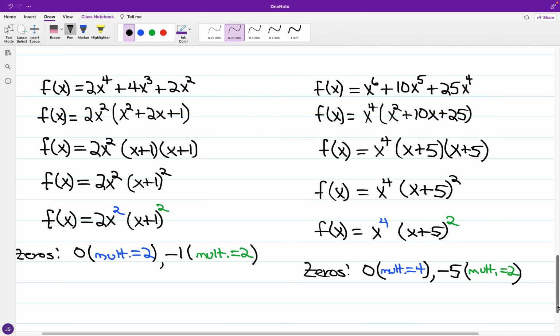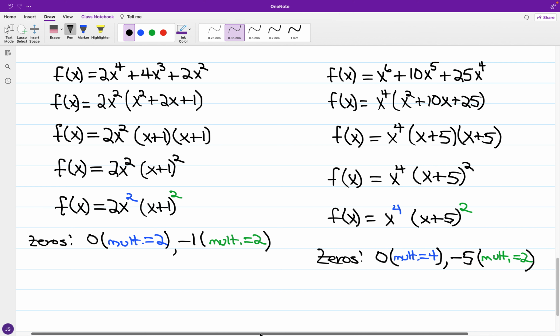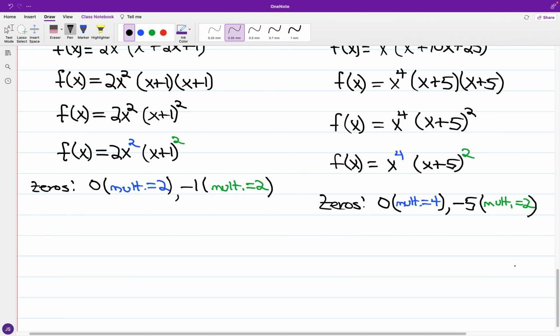All right. Now, for the significance that multiplicities can play in graphing, there are two distinct modes of behavior that f of x will adopt whenever it is being graphed.